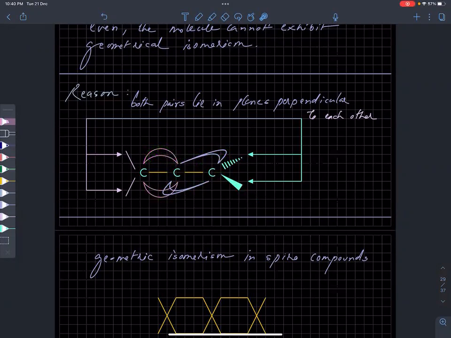That means we cannot have cis and trans and Z and E here, even if different groups are attached. So if you have an even number of consecutive double bonds, we cannot have geometrical isomerism. Clear?